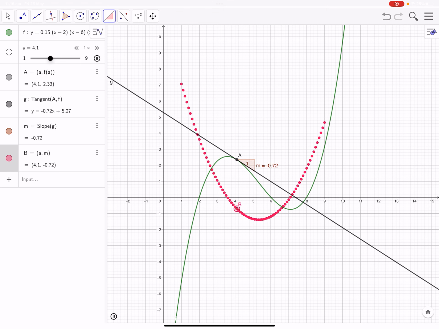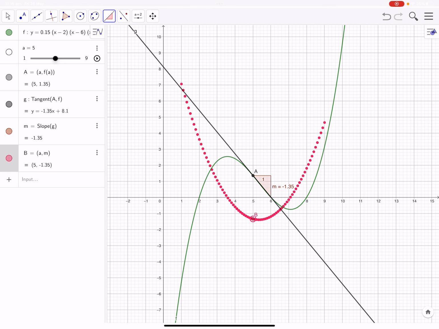All right, so I'm just going to pause here, and I just want you to notice when the red parabola is below the x-axis, that means that the gradient has a negative value. Look at the green cubic in those places. It has a negative gradient. But when the red parabola, the gradient function, is above the x-axis, then it has a positive value, and the green cubic has a positive gradient in those locations.